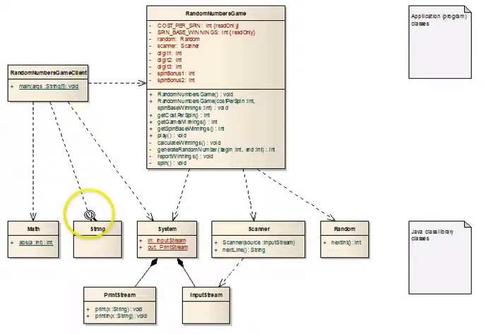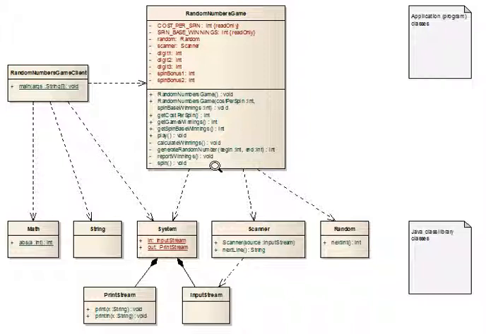The dashed lines indicate a usage, a class using another class. These solid diamond things here represent a part. The system class in the Java class library contains a print stream and an input stream with the names in and out, in being the input stream and out the print stream. So we see here the big picture.